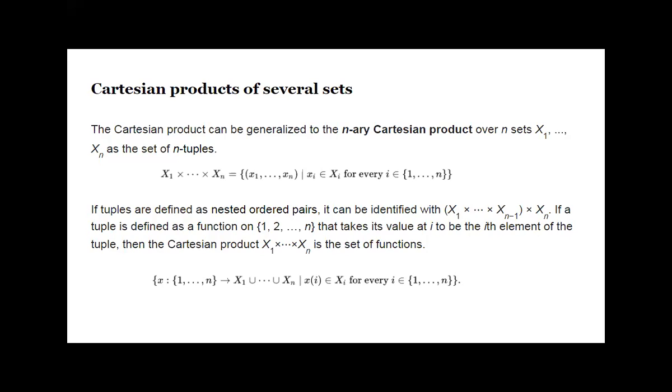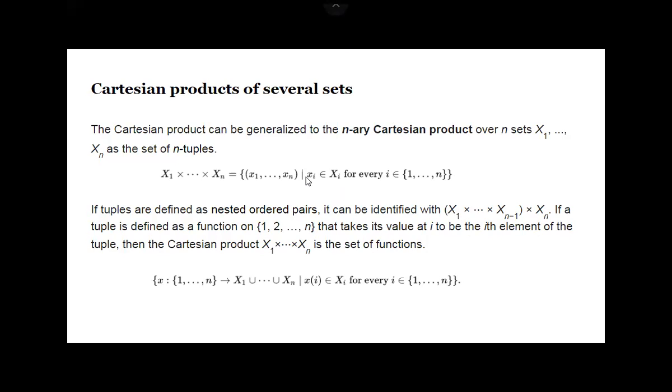Okay, now what is it saying? If a tuple is defined as a function on 1 to n, where i's value runs from 1 to n, that takes its value at i to be the ith element of the tuple. Okay, what does it mean? It means x1, this we can see here.